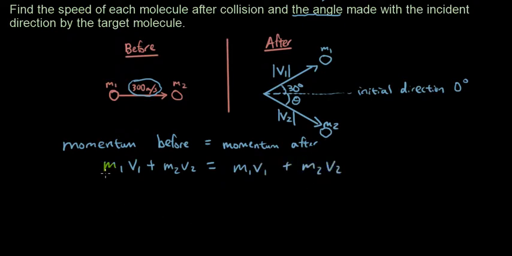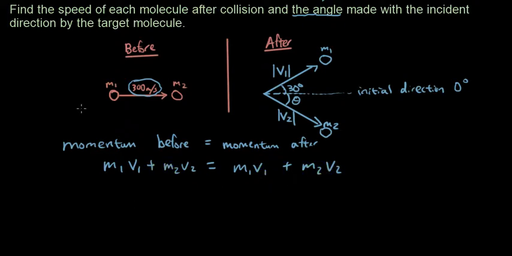Alright, the mass of the first object times the velocity of the first object, plus the mass of the second object times the velocity of the second object, equals the same thing, right? Momentum before equals momentum after. Question is, what is the speed after? That's what we're trying to find.